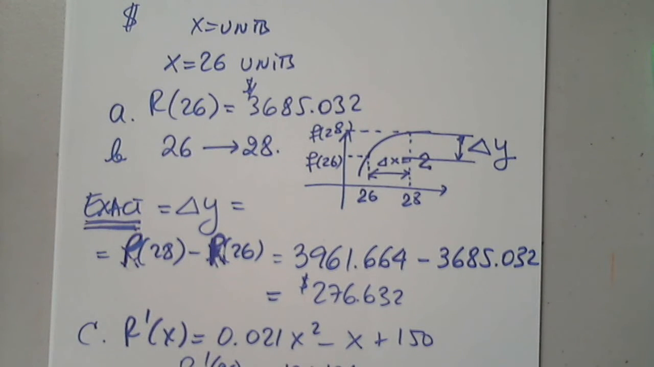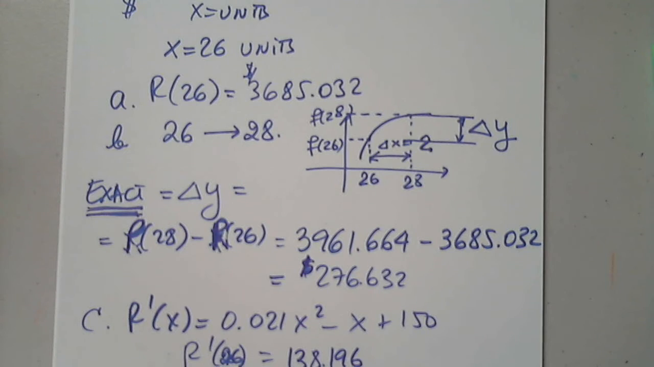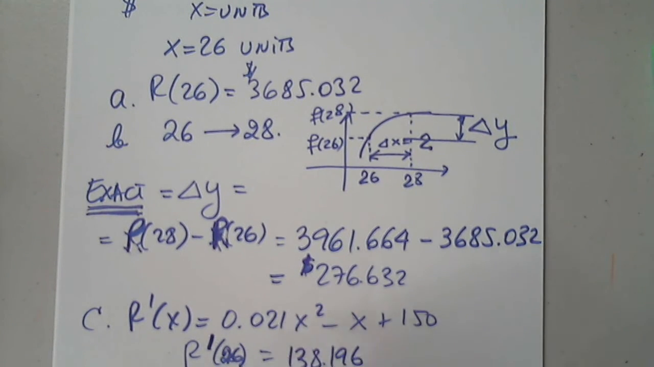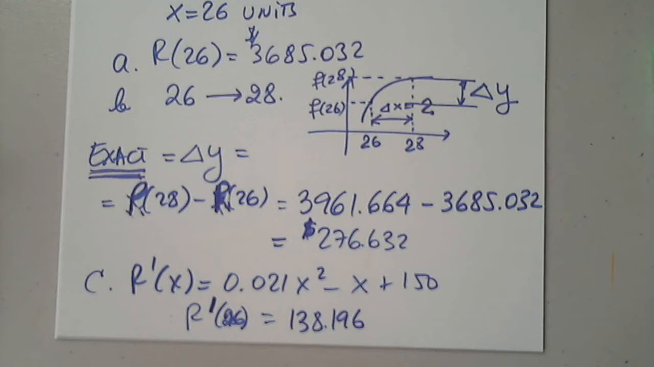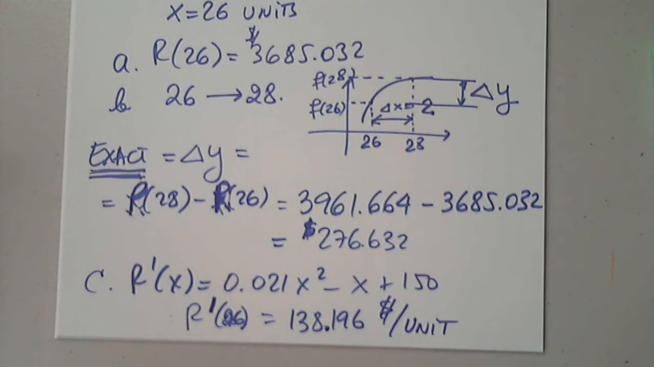138.196. Measurement unit. What is the measurement unit? Clearly, this was revenue, dollars. But this is R prime of 26. Every R prime must have 2 measurement units. Every F prime, every R prime, every C prime has to have 2 measurement units. So what do I write for R prime? Dollar per unit. Excellent. Good. So part C is finished.